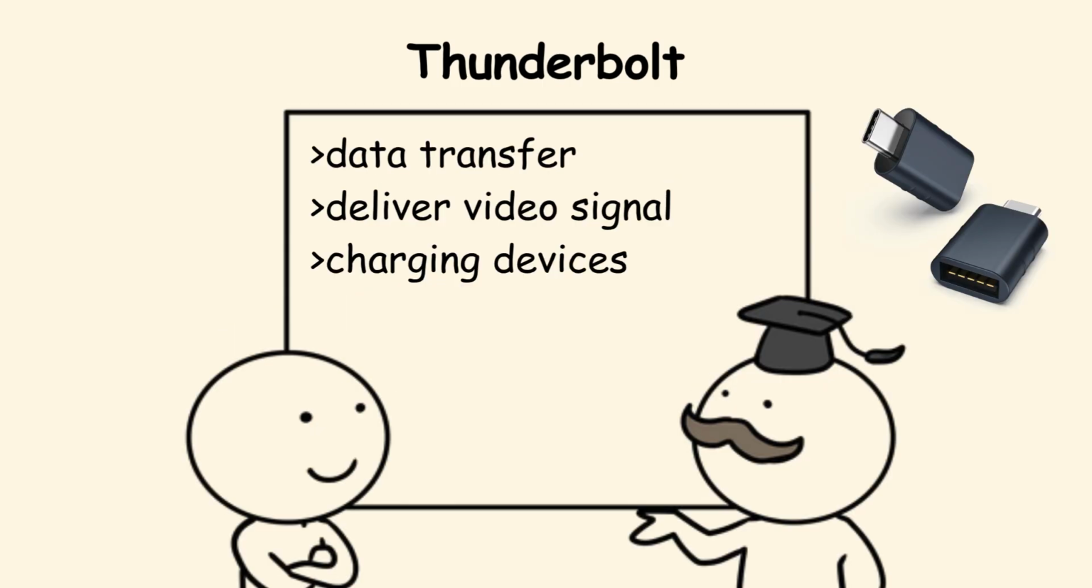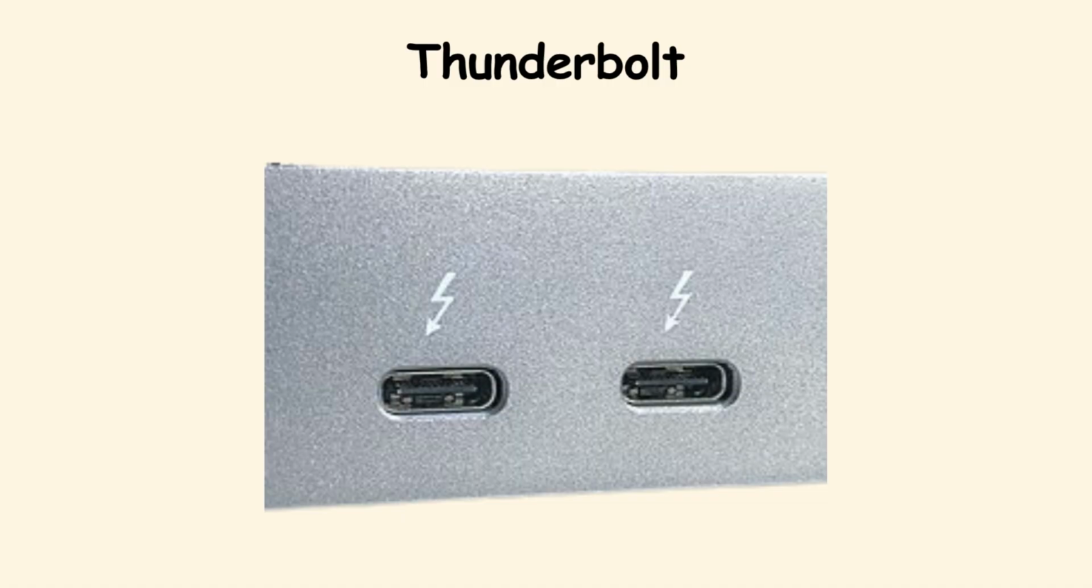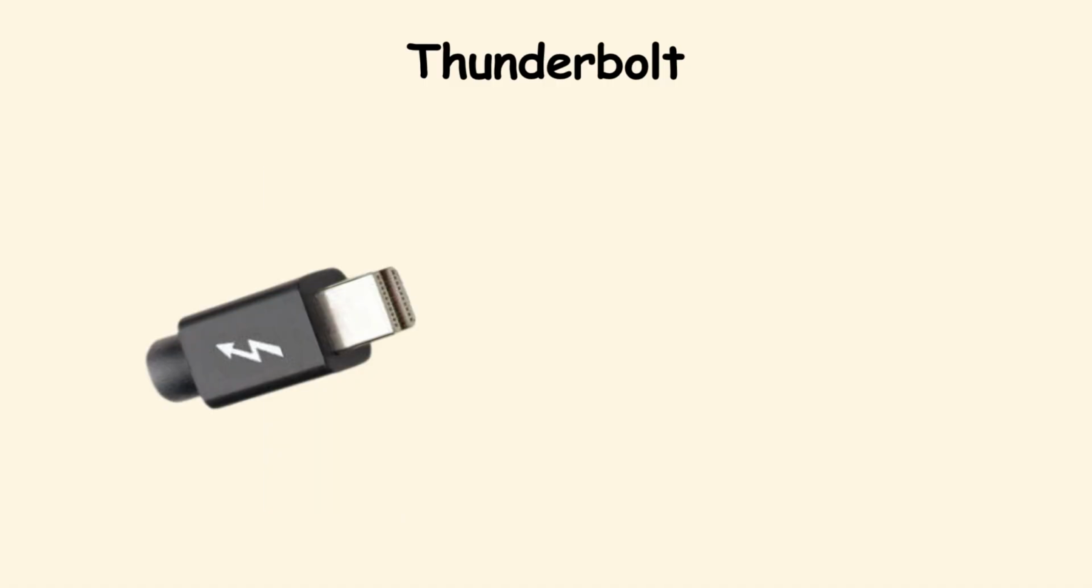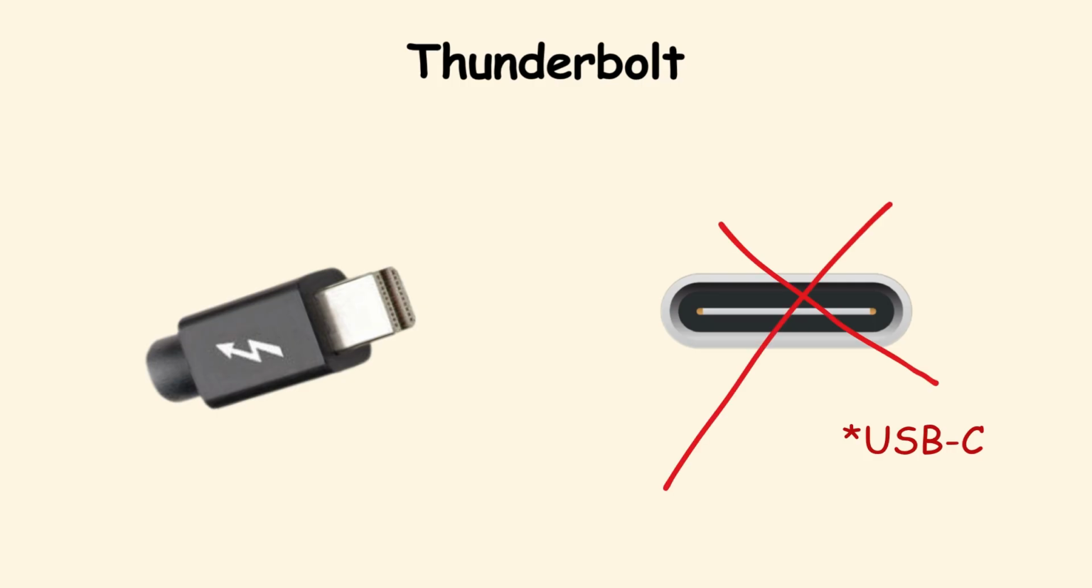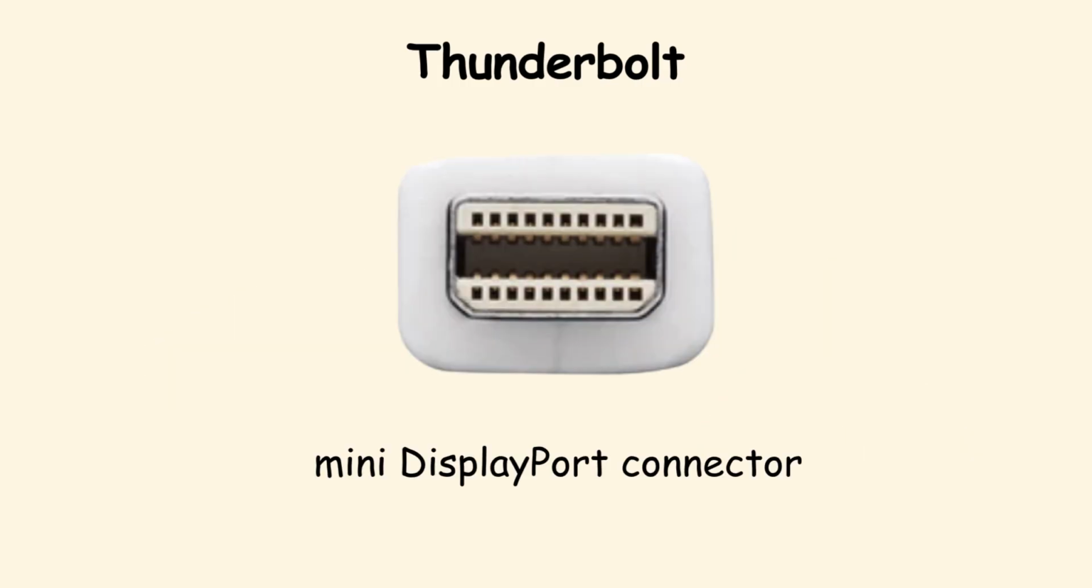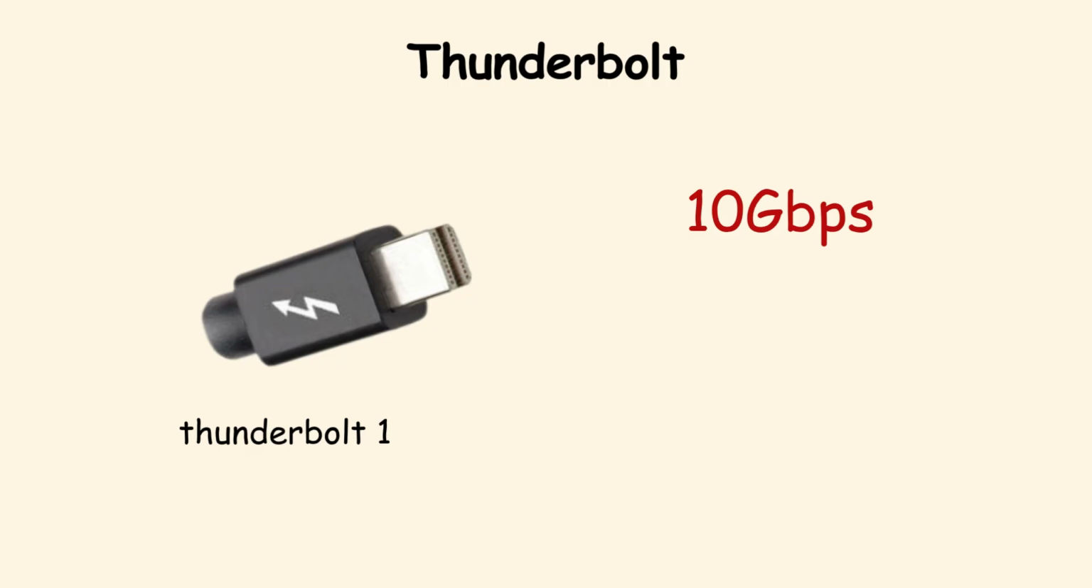Think of it as USB-C on steroids, because it combines the shape and versatility of USB-C with the display and daisy-chaining abilities of DisplayPort. You can recognize Thunderbolt ports by the little lightning bolt icon. The first Thunderbolt generation didn't even use USB-C, it was based on the mini DisplayPort connector, and supported 10 gigabits per second speeds with 4K at 60 Hz.